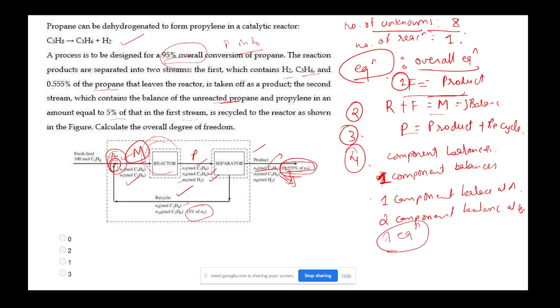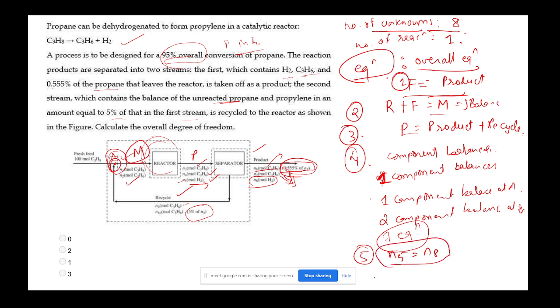Now further if you see, you can say that the number of moles of H2 that are formed, the same number of moles are leaving with the product. So one more equation is nothing but N5 equals N8.